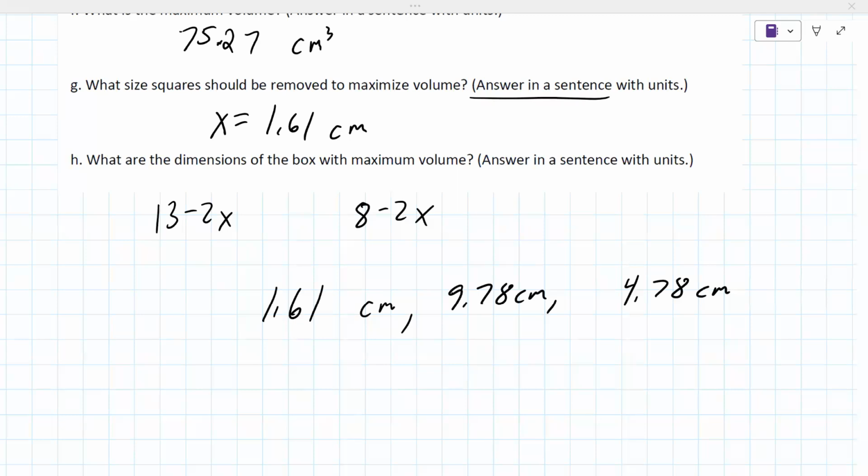Got it. I think I got the same dimensions. Yeah.